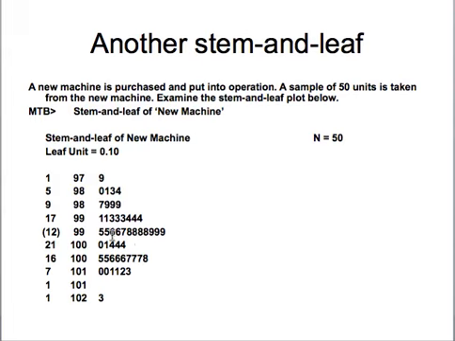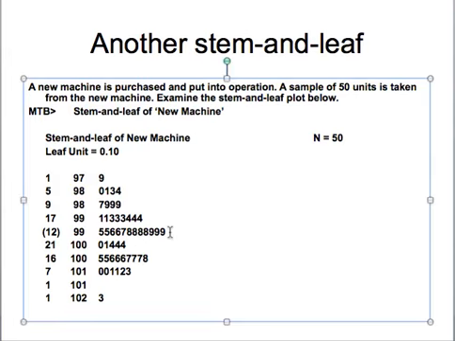But here, the median will be 2 values again because we have an even set of numbers, but both values lie in this row.